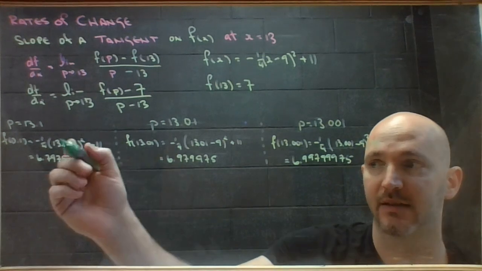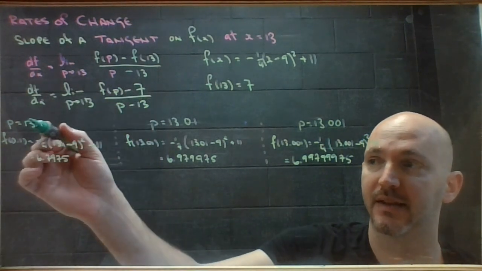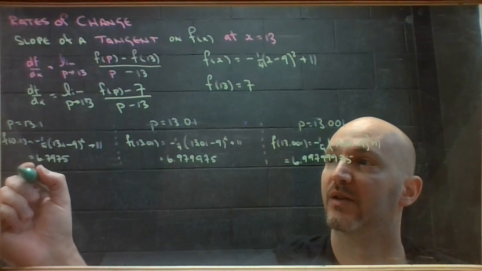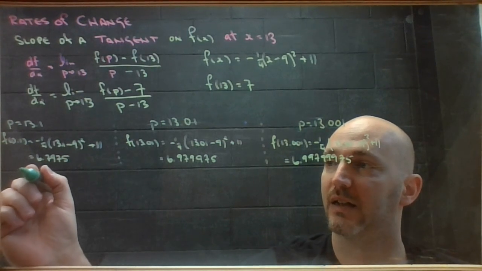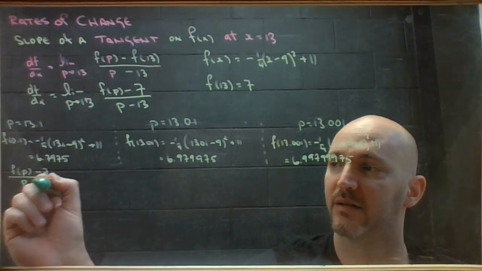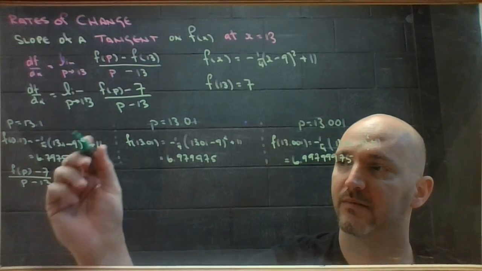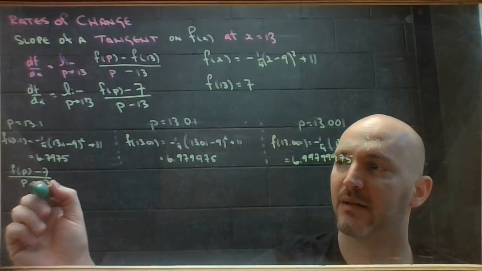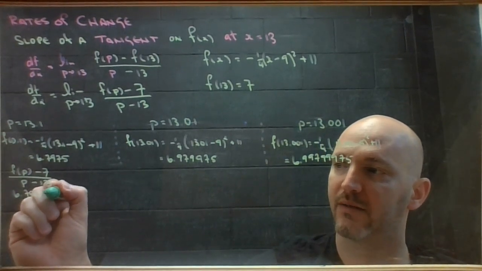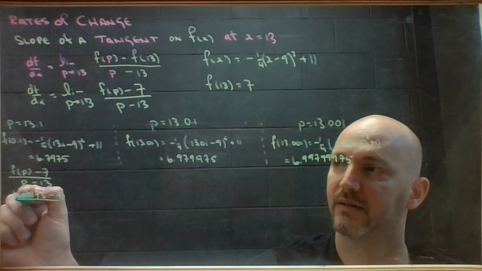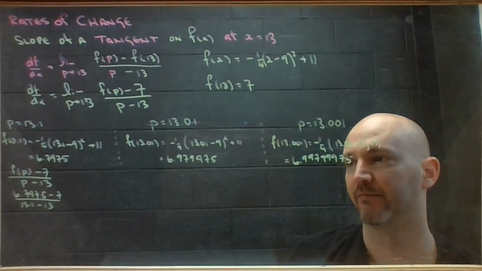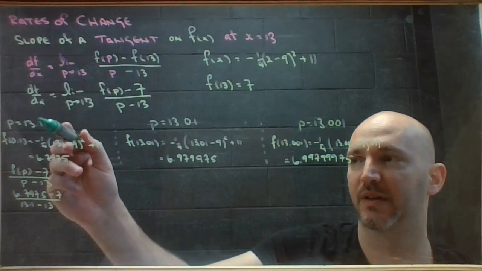So now that I have these numbers go here, and this number goes here, I'm able to actually do the slope calculation. So I have the function at p, subtract 7, divided by the p-value, subtract 13. So in this iteration, I end up with 6.7975 subtract 7 divided by 13.1 subtract 13. So that's just this expression with this number and this number filled in.